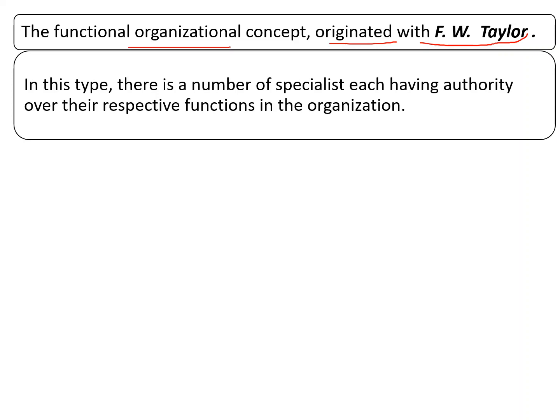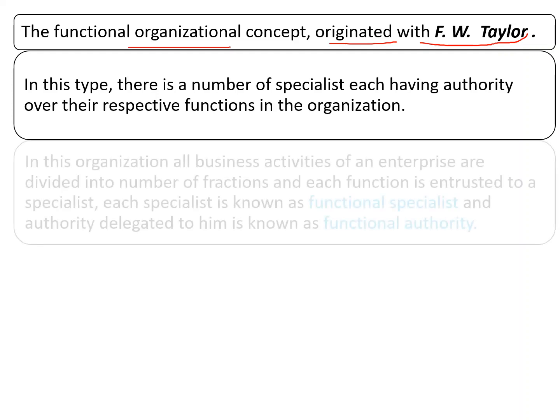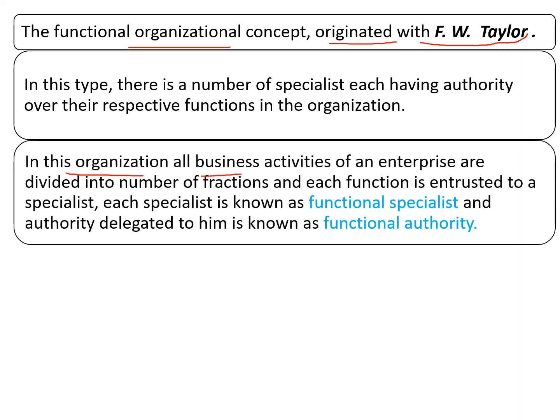What are their lines? They have their specialty and their functions in the organization. In this organization, all business activities of an enterprise are divided into a number of fractions or functions. Each function is entrusted to a specialist. Each specialist is known as a functional specialist, and the authority delegated to him is known as functional authority.